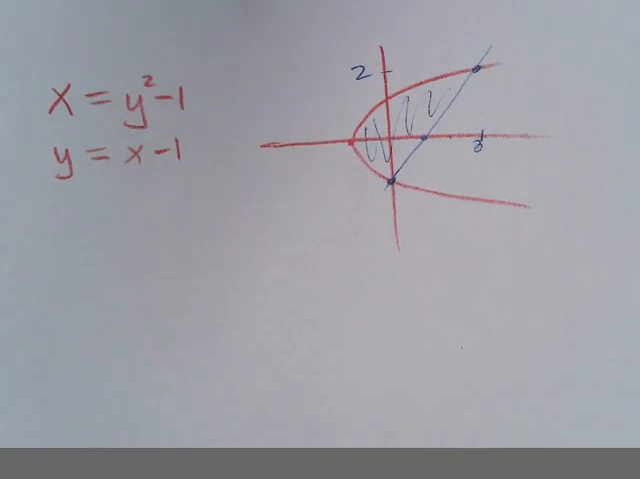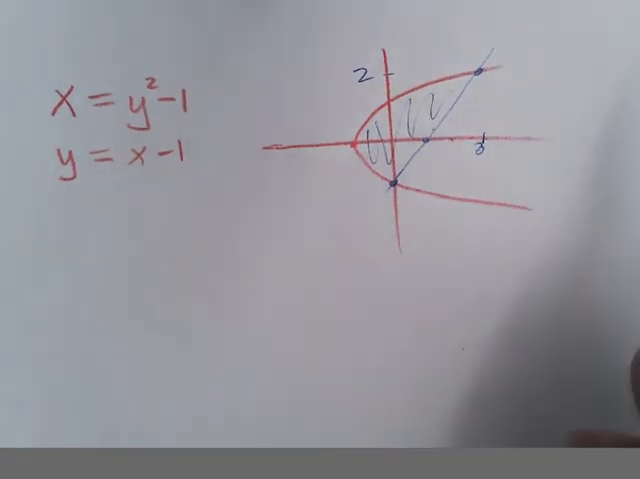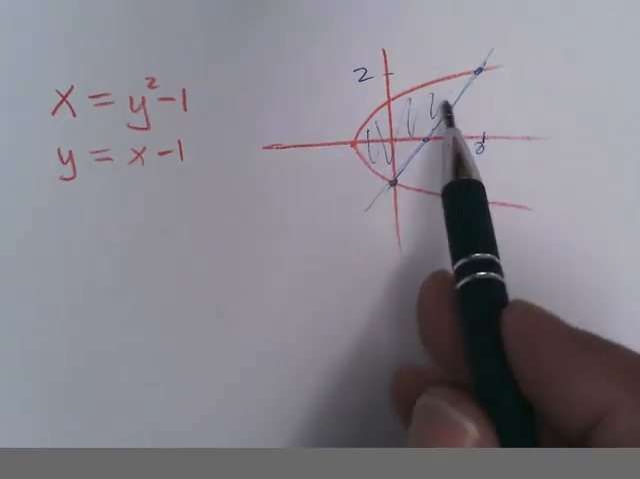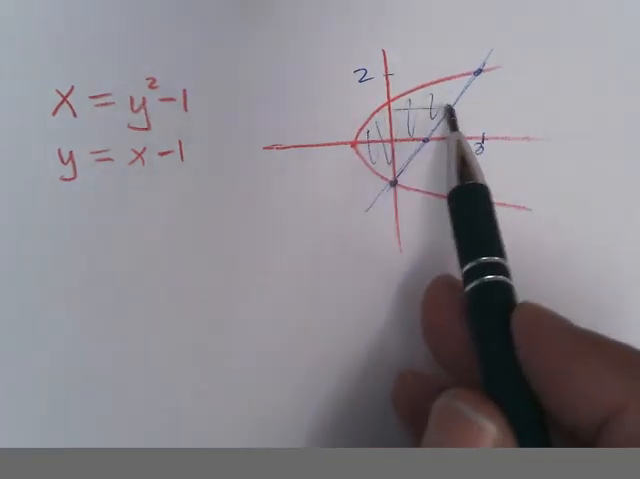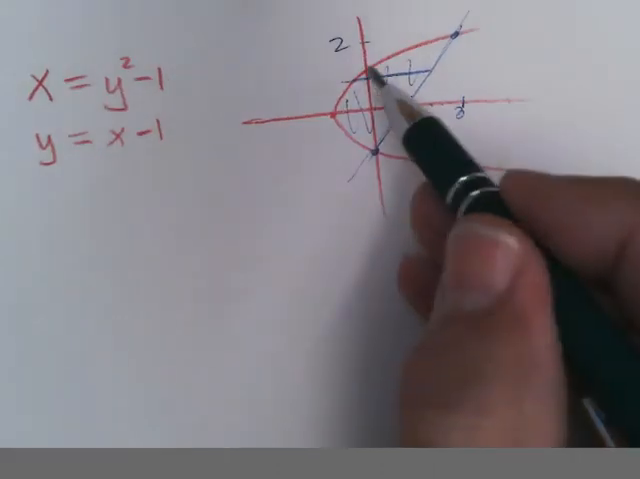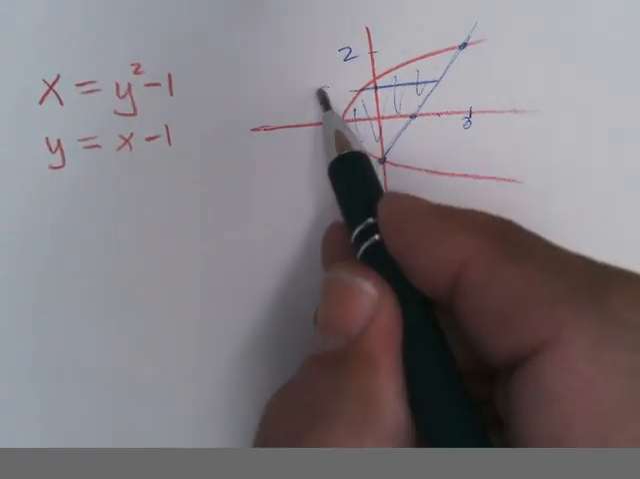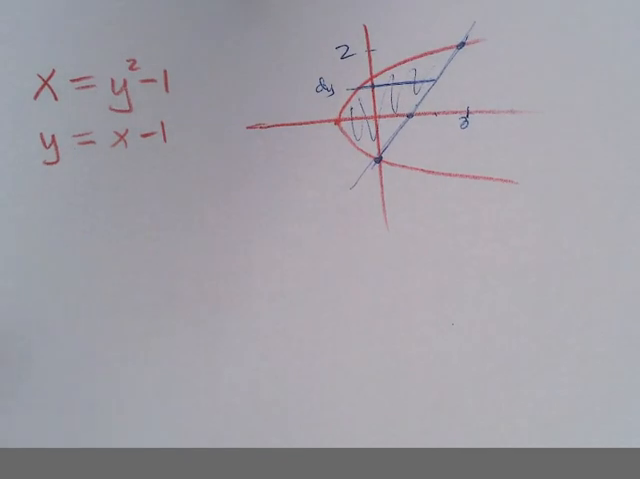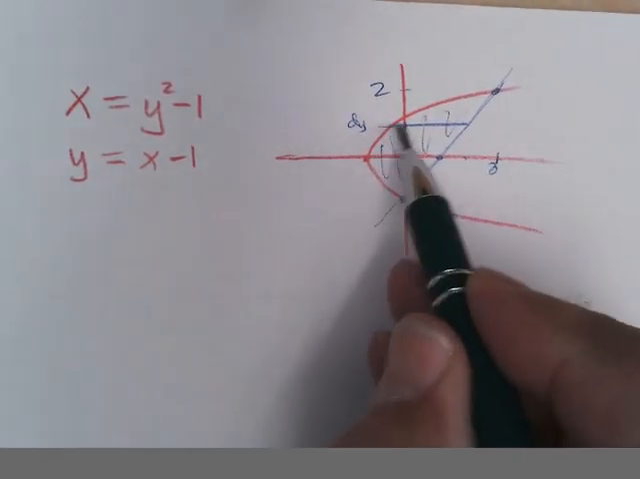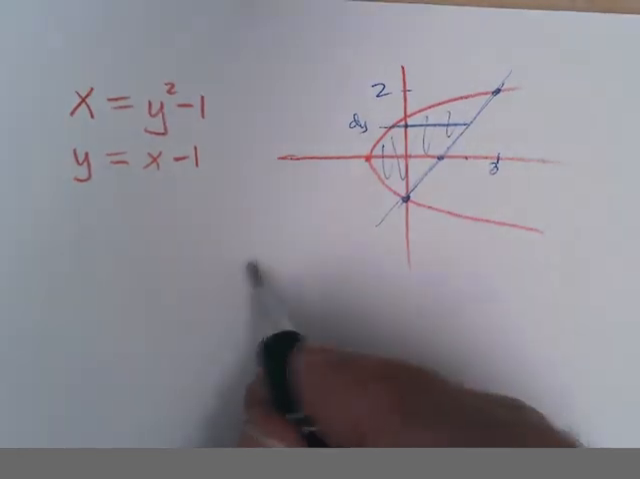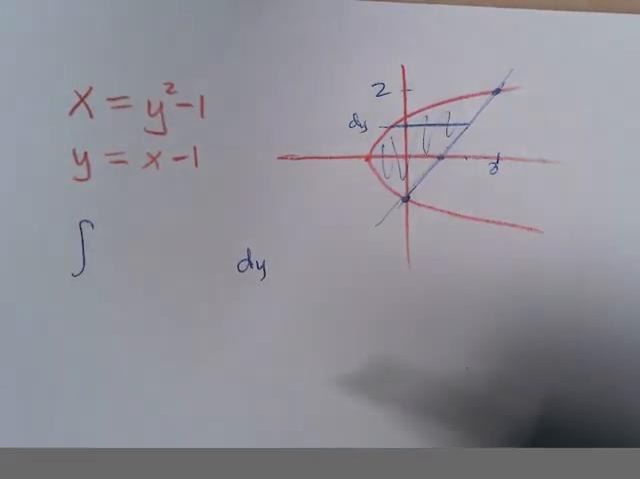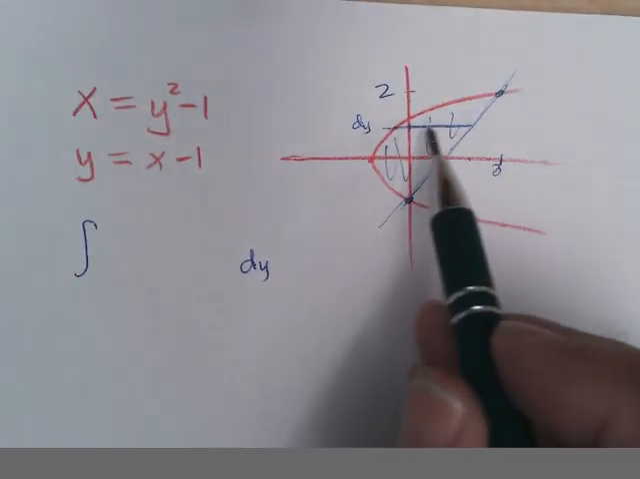Okay. Now, the easiest way would be to do the line minus the parabola, doing slices sideways. So if I do a slice this way, the bar's width will be a little change in y. We're going to do this a lot, so you're going to have to get used to this. So the width of the bar is dy, and we're going to be doing the integral in terms of y.